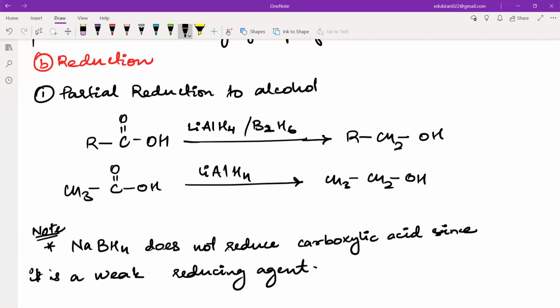Done, guys, all of you? Yes or no? No, sir. Okay, wait. So all of these alcohols will be primary alcohols. If you are going from carboxylic acid to alcohol, you will always get a primary alcohol. Yes, done, guys? Yes, sir. Okay.